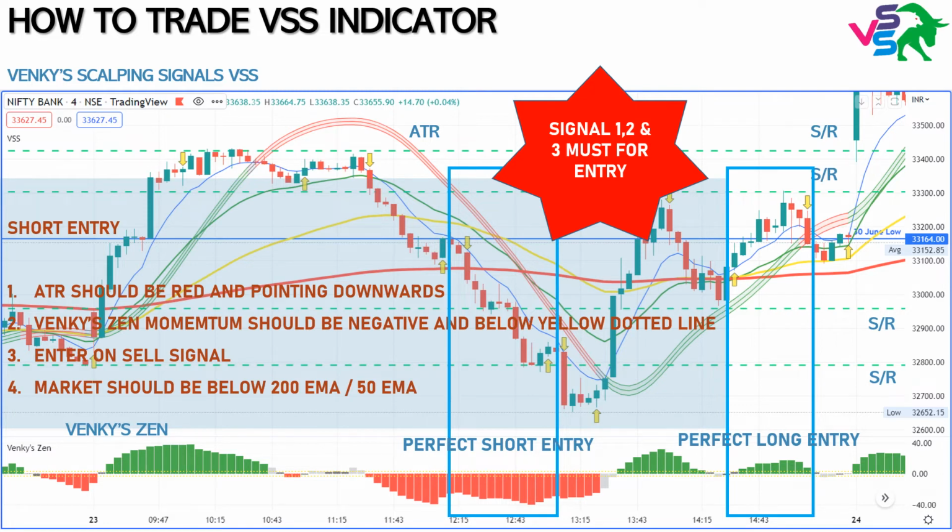VENKY'S Zen should be red, a perfect trade, or it should be negative with a gray bar below the yellow dotted line. When the top two conditions are satisfied, then enter when the sell signal appears. The market should go in your direction; wait for the buy signal to emerge to close the trade at that price. For any reason, if after your entry the market reverses in the next candle, then wait for the buy signal to come. Sometimes it happens, but if all three signals are right, then you can confidently wait till the buy signal comes.